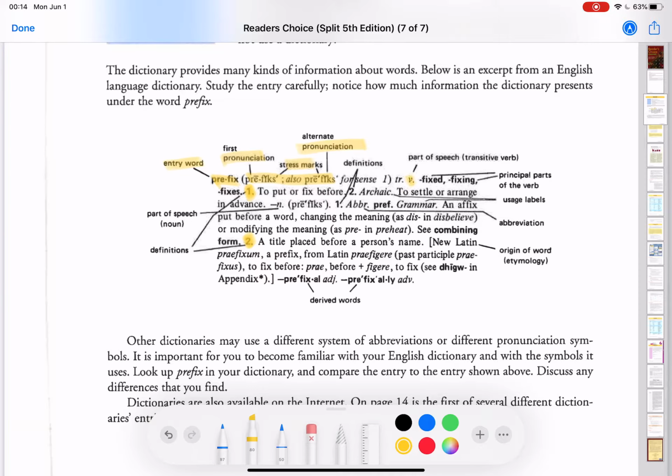We can also see here the part of speech. Different definitions might have different parts of speech. Words that we can derive from that word. The origin of the word. In other words, this word comes from Latin. And lots of other things that we can learn from the word.